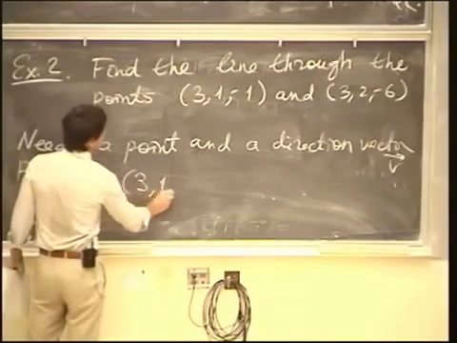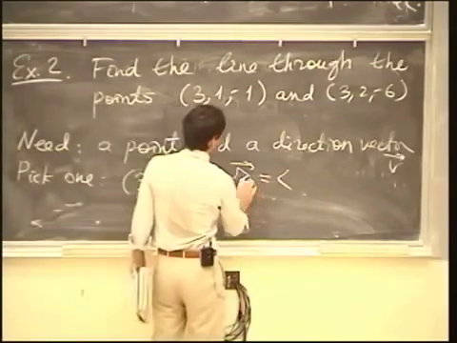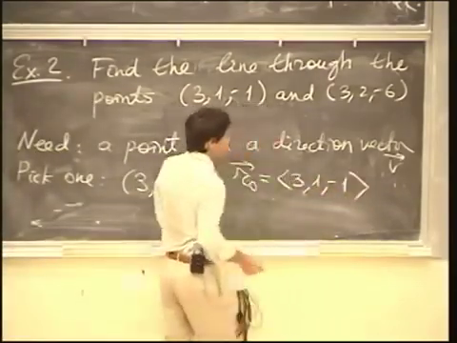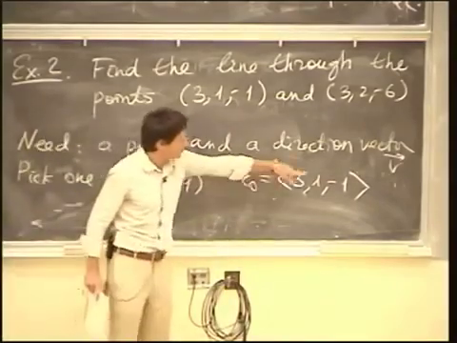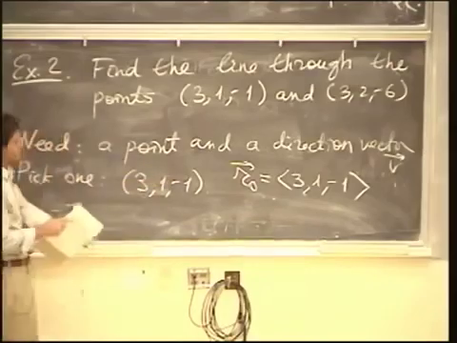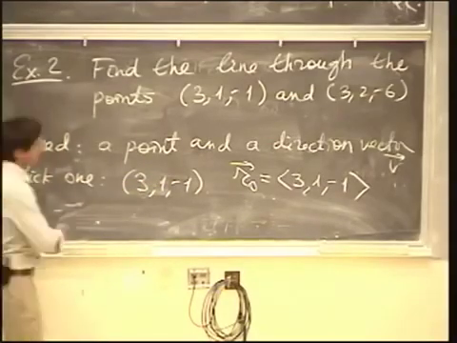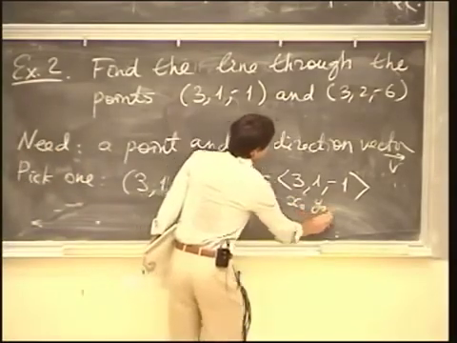Let's say the first one, (3, 1, -1). So your r0 is... you see I'm being really rigorous and pedantic here. I'm distinguishing between the point and the position vector of this point by using different brackets: round brackets for points, angle brackets for vectors. It's very important, as I already explained. So this is your x0, y0, and z0.